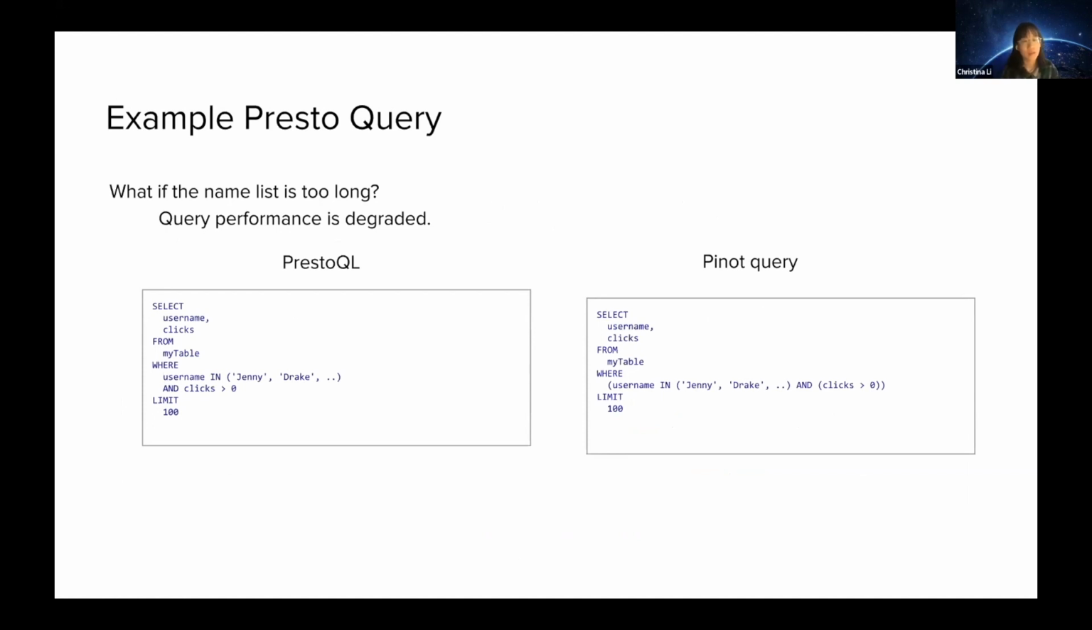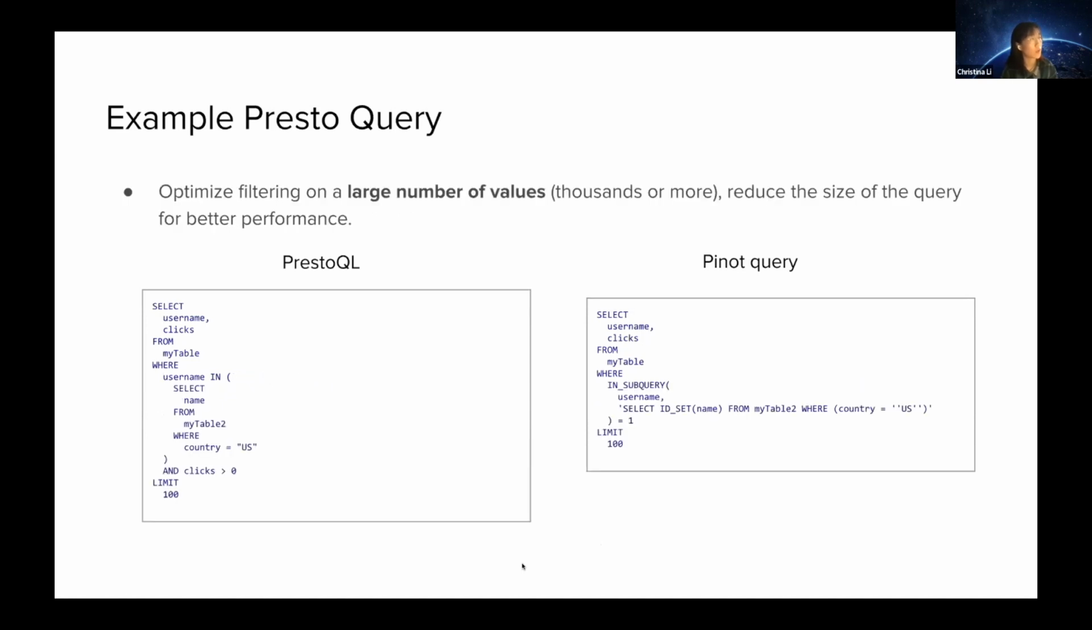So first, let's look at the Presto query on the left side. As we know, it's common to use a filter on an ID field with a list of values, just as the query did. We are selecting username and clicks from the table, and we also check if the username exists in a given name list. So here we push down the query and translate it to the Pinot query on the right side. These two queries look pretty much the same because we are translating the in operator from Presto to the in operator in Pinot.